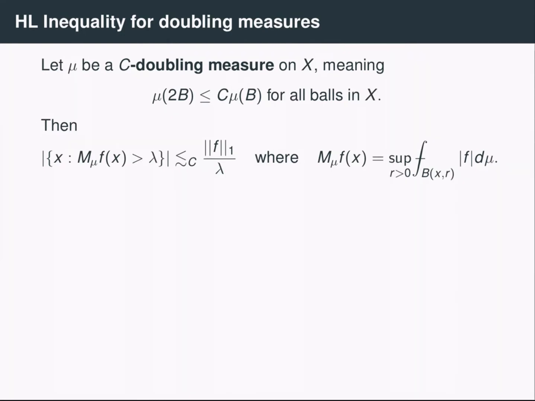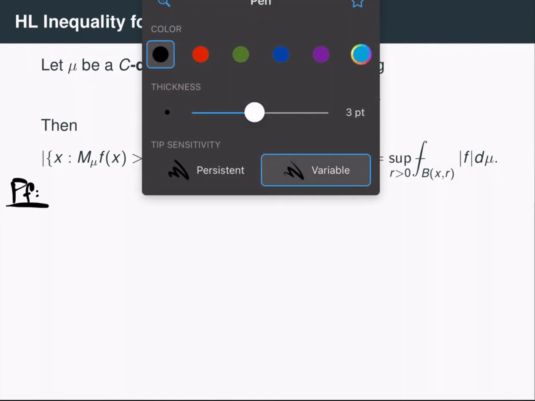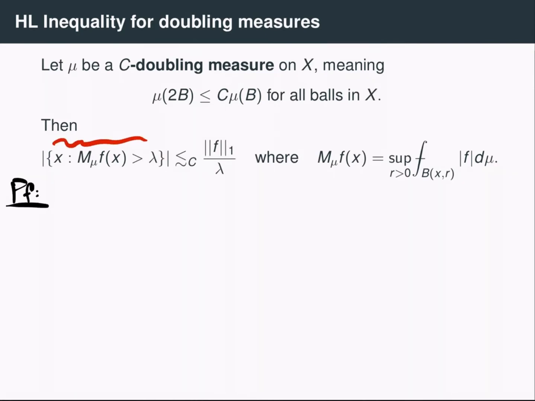So then, if I define a maximal function like I did before with Lebesgue measure, although now I take averages with respect to my doubling measure, then I get a Hardy-Littlewood weak type inequality just as before. So let's go over the proof of this, which is very similar to the proof for Lebesgue measure. Again, I'm going to call this set E lambda, and my goal is to estimate the measure of this set. I'm going to assume again without loss of generality that f is non-negative.